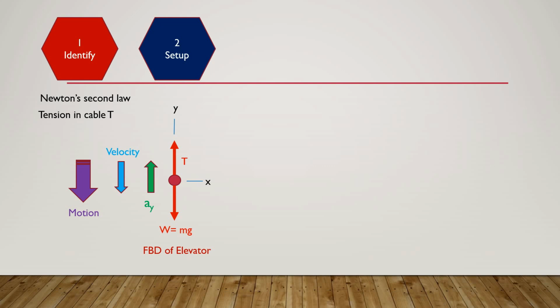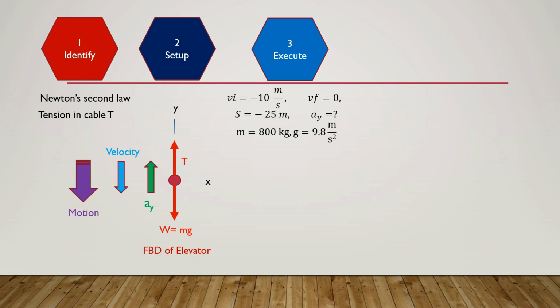Next step is to execute. We have some data from the statement like initial velocity, final velocity, displacement, mass, and acceleration due to gravity. As the body is moving downward, the direction of velocity is downward, that is along negative y-axis. So we place a negative sign to this velocity value. The displacement is also in negative y direction. So we put a negative sign with this displacement.